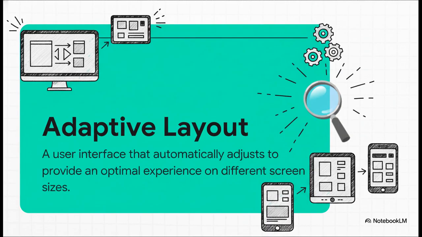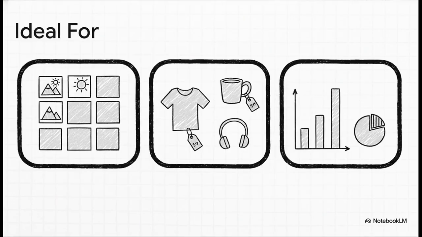And that is what we mean by an adaptive layout. It's a UI that doesn't just get scaled up or down, it intelligently reflows and adjusts itself to be perfect for whatever device it happens to be running on. You can probably already see where this is useful, right? It's perfect for things like photo galleries, e-commerce product catalogs, or dashboards. Basically, anywhere you've got a collection of items that needs to look great on every possible screen.